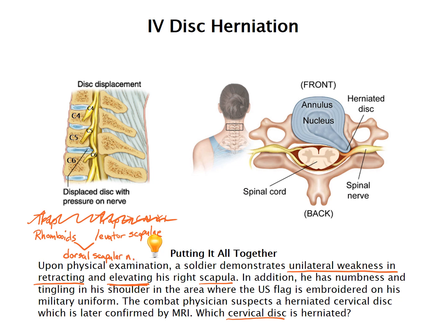And the dorsal scapular nerve happens to come from the C5 spinal nerve. There's actually more information within the case that helps us to know that C5 is affected. Notice that the patient also experiences numbness and tingling in his shoulder, specifically over the area of the U.S. flag where it's embroidered on his uniform.